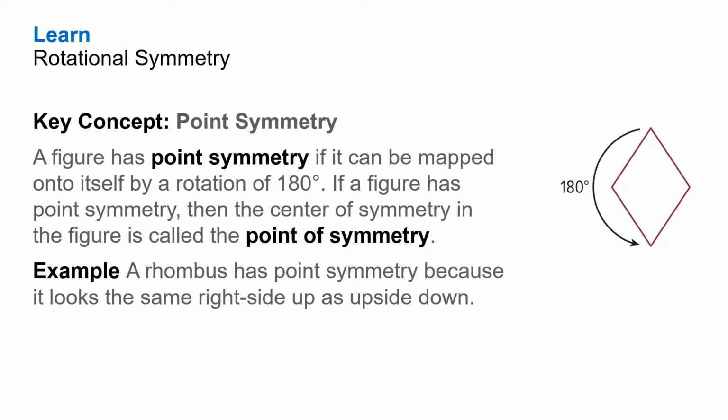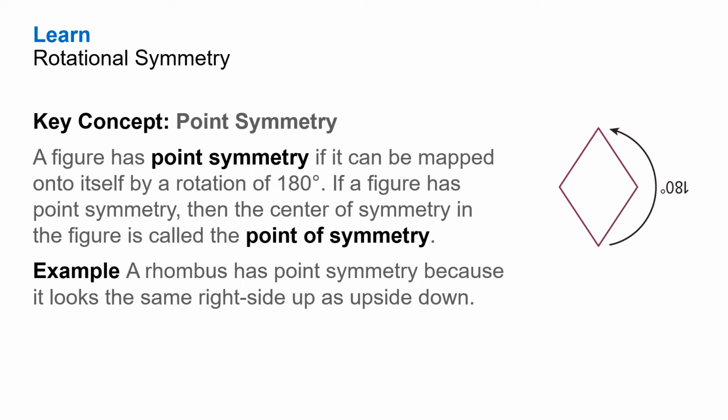Point symmetry. A figure has point symmetry if it can be mapped onto itself by a rotation of 180 degrees, like we're about to see in this picture. If a figure has point symmetry, then the center of symmetry in the figure is called the point of symmetry. In this example, a rhombus has point symmetry because it looks the same right side up as upside down.